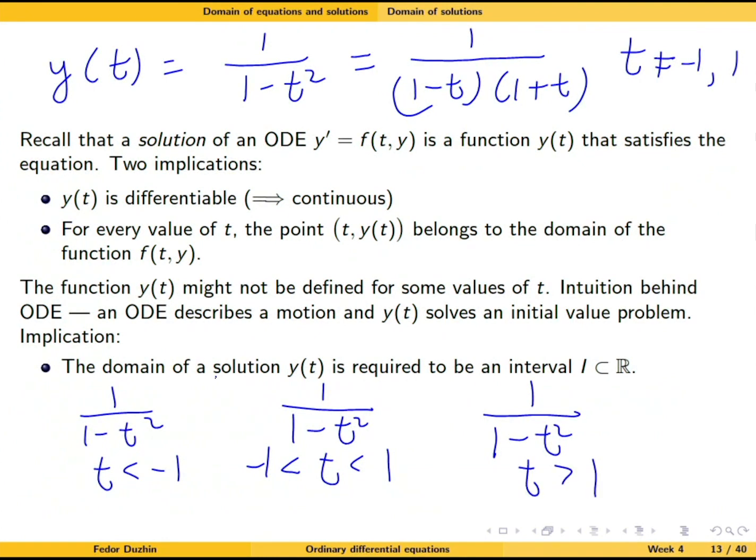And these three are independent solutions. They do not have anything in common, because they describe three different motions. One motion is defined when t is less than negative 1. Then when t approaches negative infinity, y of t approaches 0. But when t approaches negative 1, this motion approaches negative infinity. But of course, if it approaches negative infinity, then it cannot continuously be transformed into the second motion, because the second motion approaches positive infinity when t goes to negative 1. All right. Hope this is clear.